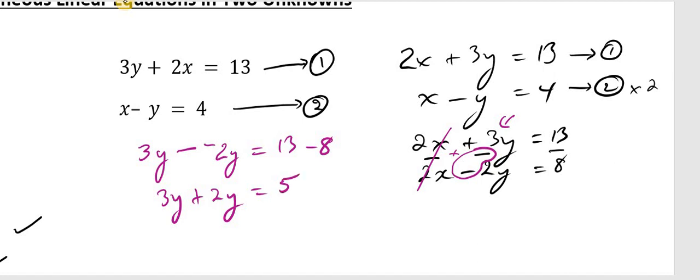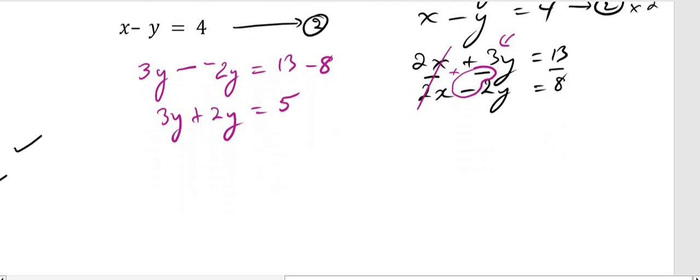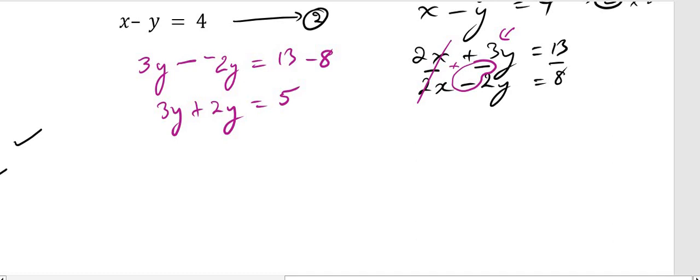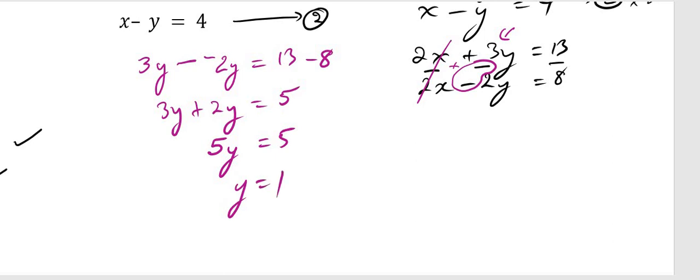Okay, what do we do from here now? Simplify. What is 3y plus 2y? 5y. 3 plus 2 is 5. 5y. Okay, 5 times the number gives us 5. What's that number? 1. That means y is 1. Alright, you can divide both sides by what? 5. Good.